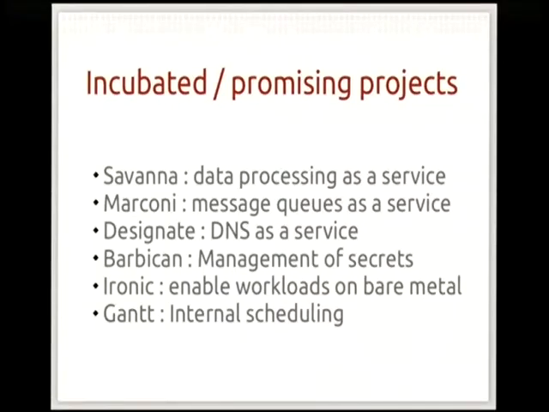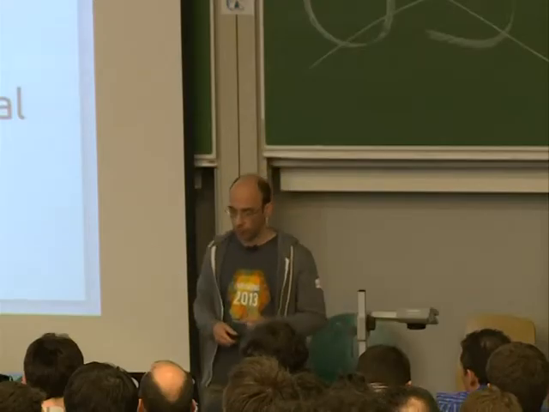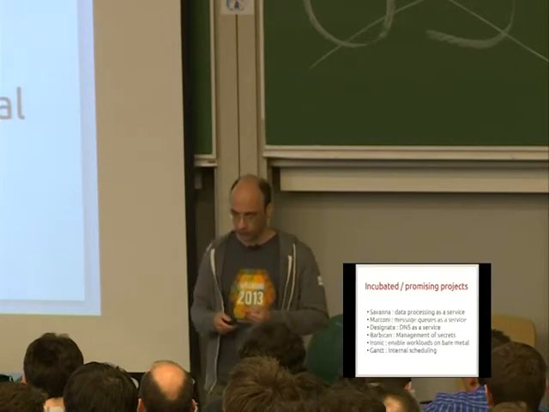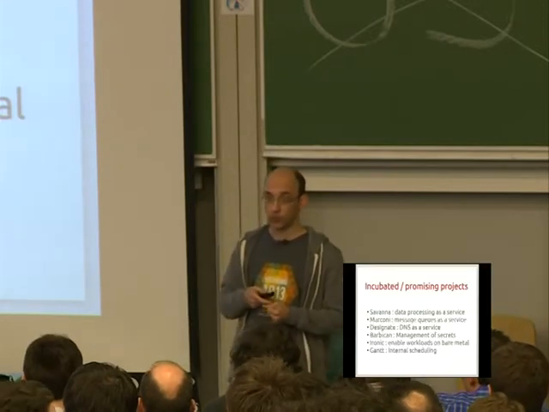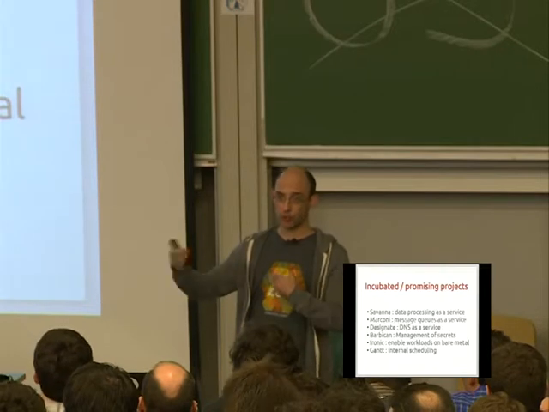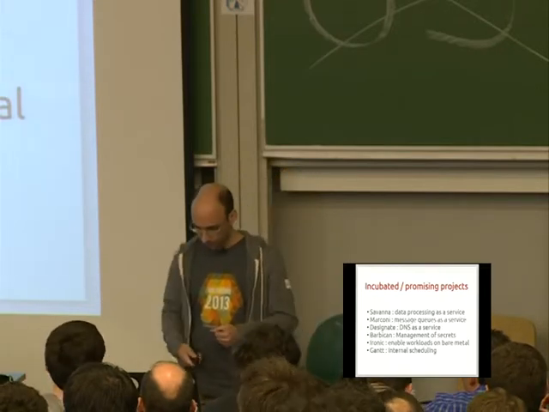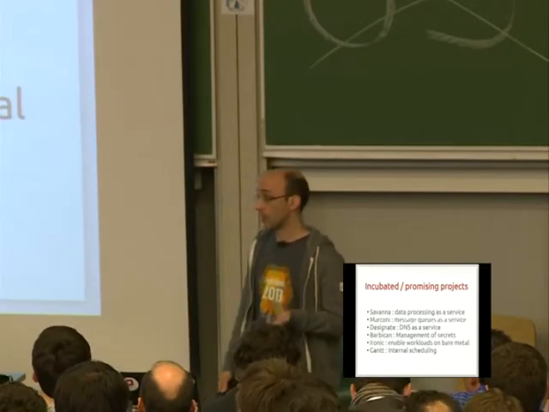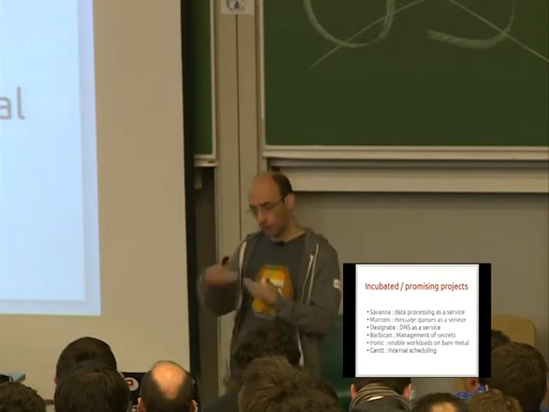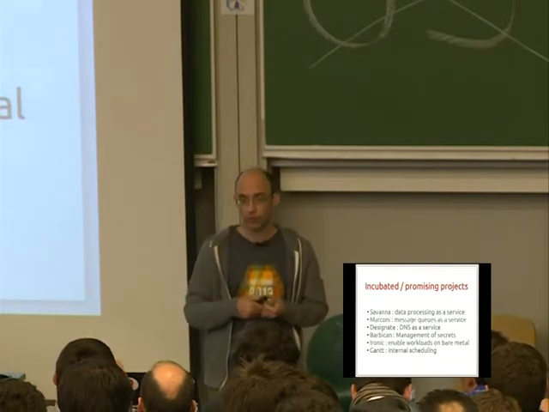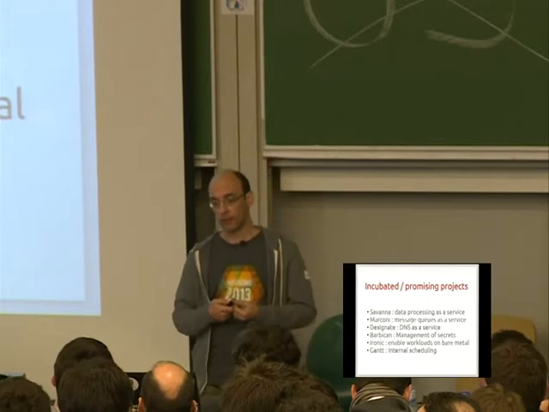There are other projects that are just bubbling up to the top now. Savanna is data processing as a service. It actually uses Hadoop right now, so you can push jobs and retrieve results. Marconi is message queues as a service, so you provision a message queue, then you push messages and you retrieve messages. Designate is DNS as a service, so you interact with name services through a REST API.